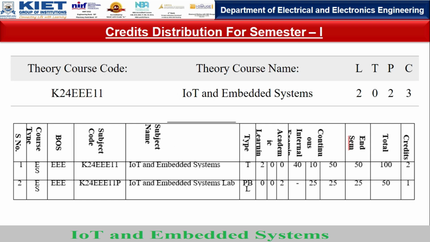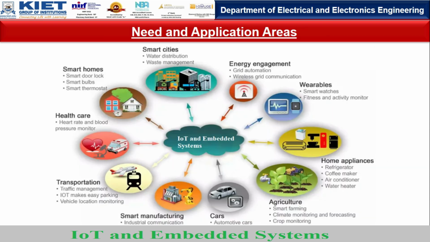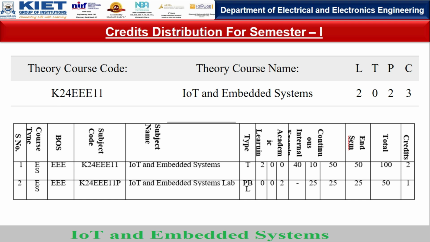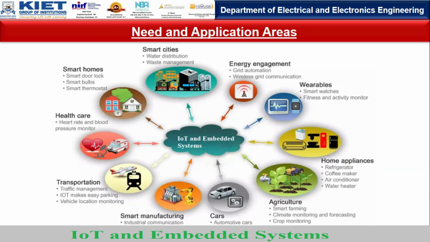So over here we have the subject IoT and embedded system and the lab. Total credit for these two is 3, 2 for the subject, 1 for the lab. 2 lectures dedicated to the subject and 2 lectures dedicated to the lab where hands-on practices are there.